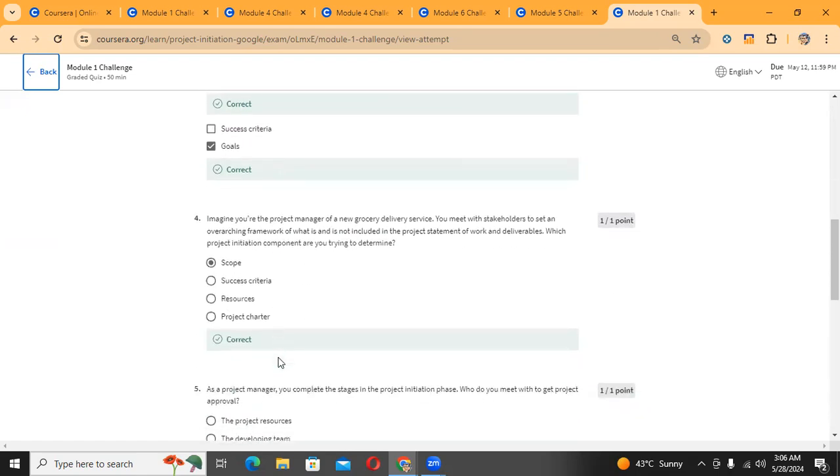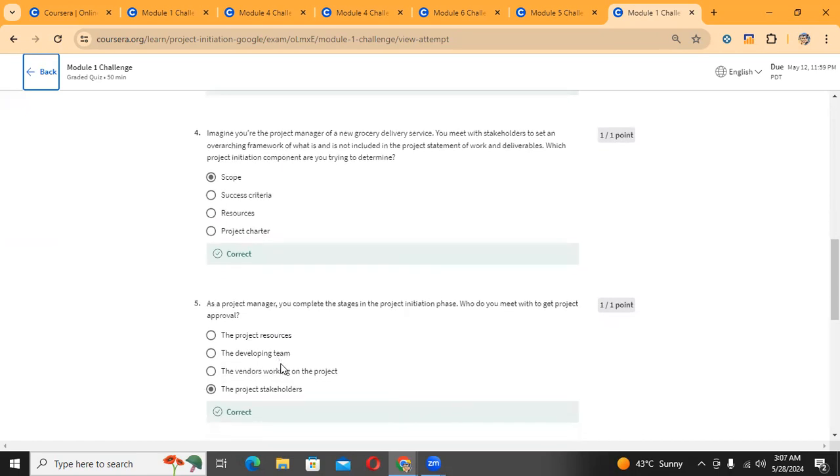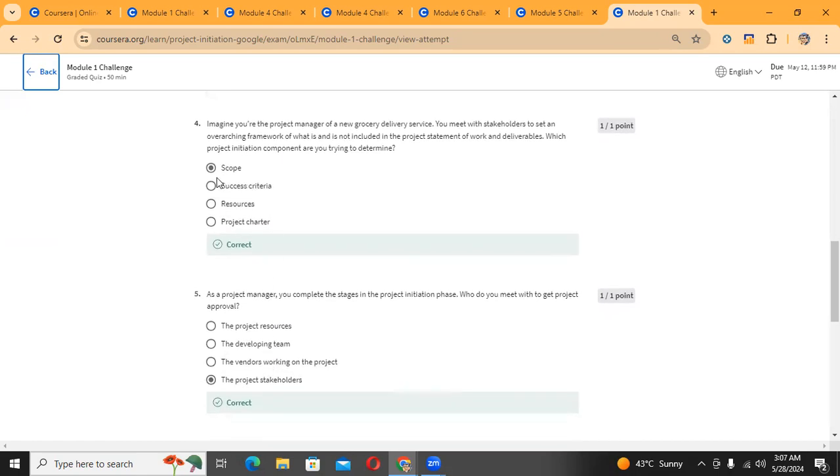So for the first question, the correct answer is scope. By meeting the stakeholders to define what is included and excluded in the project, you are determining the project scope.